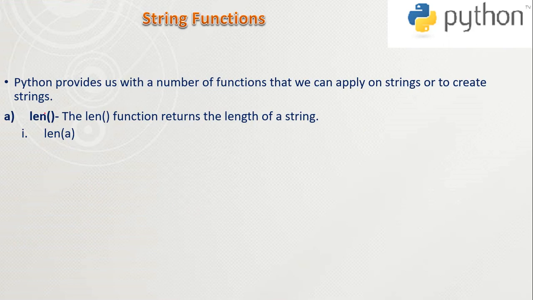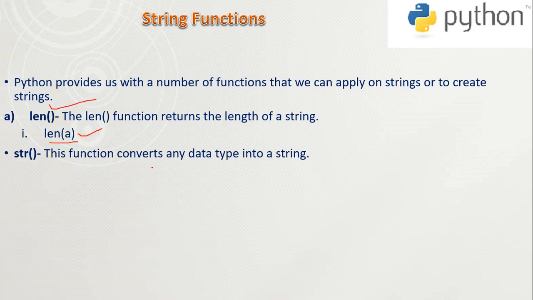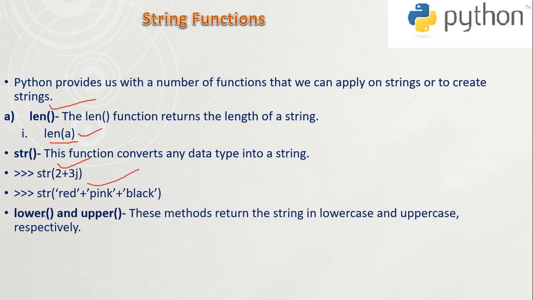So we have several functions on strings here. We have the len function to find the length of the string, that is, the number of characters in the string. The str function converts any type into a string. Here 2 plus 3j is converted into string form, so this is concatenation after converting into string form.